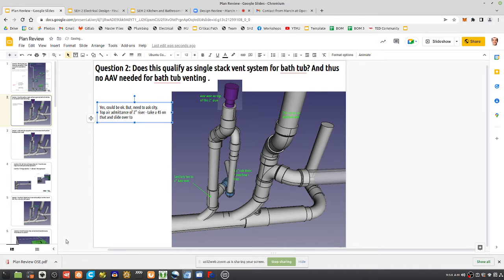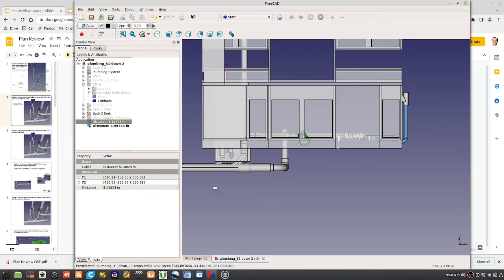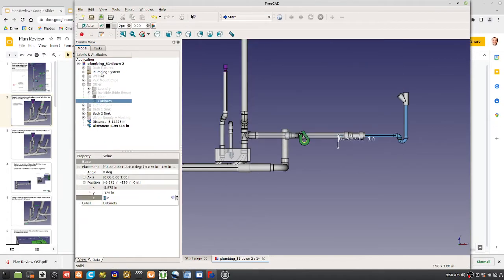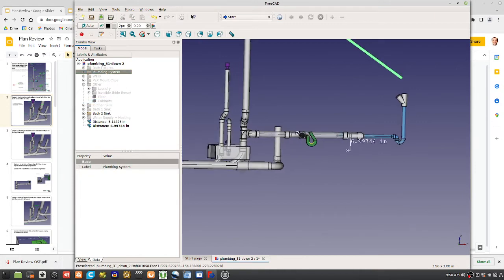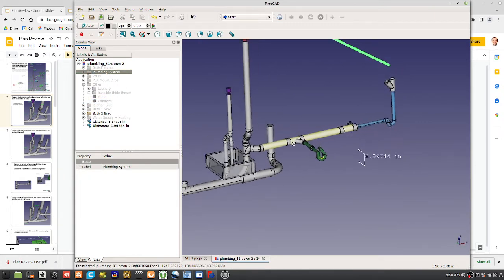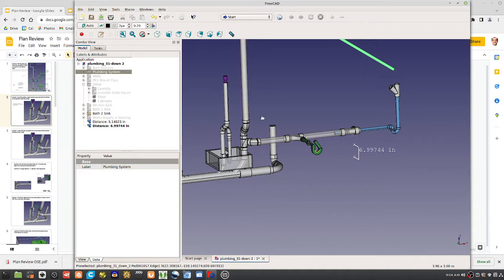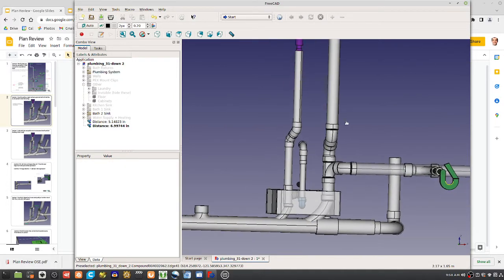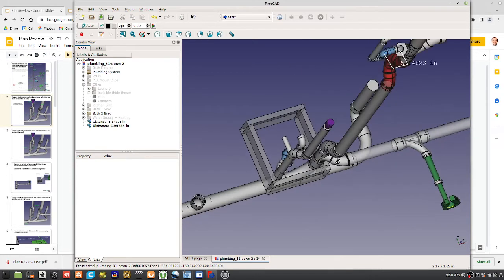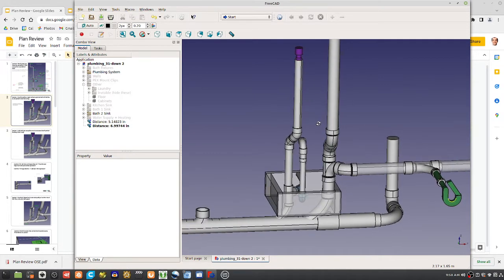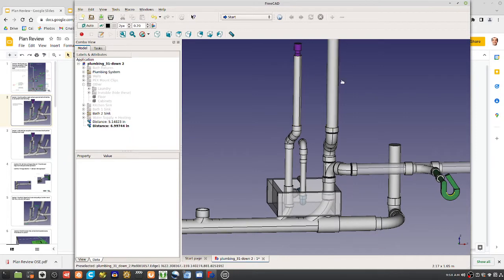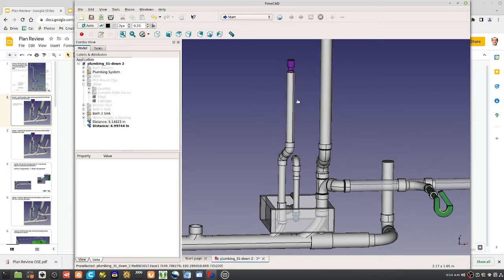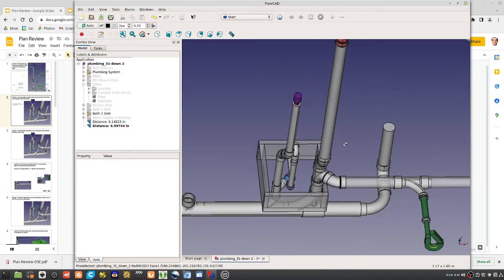An air admittance valve is like $30, and you're going to have a scrap piece of pipe and a couple of fittings that you could just tie into the stack right there. You're so close, you're within probably less than 12 inches. You're right. You see my screen right there? Yes, I do. We could do that.